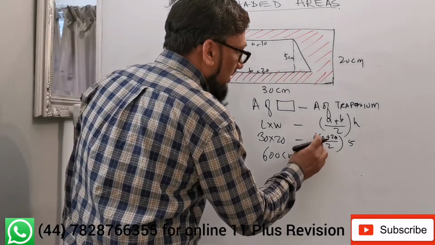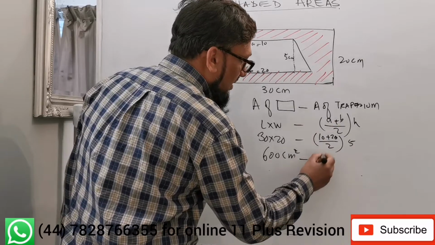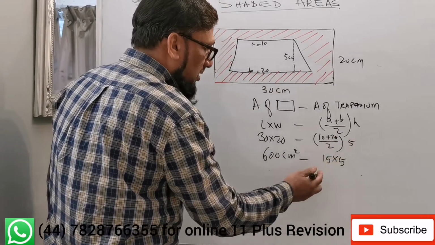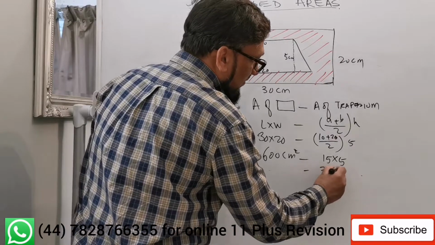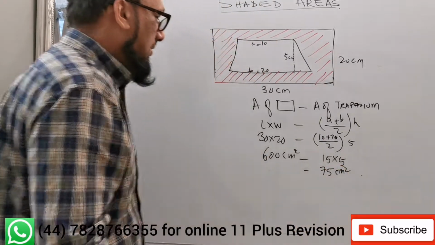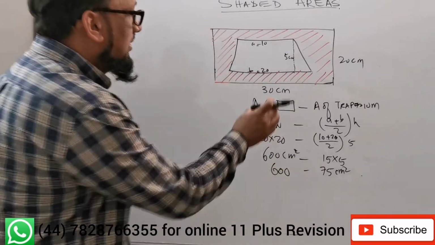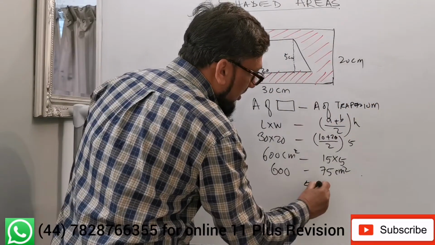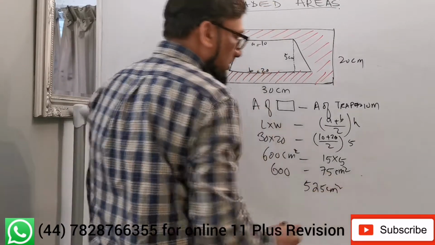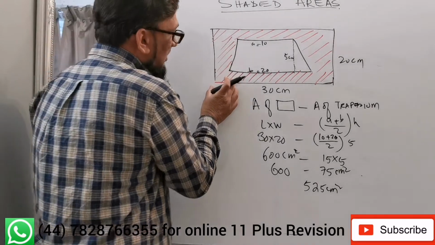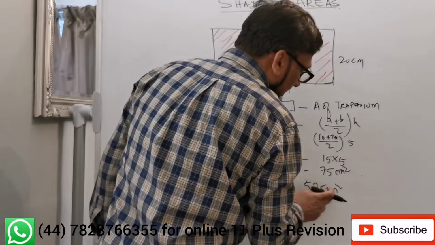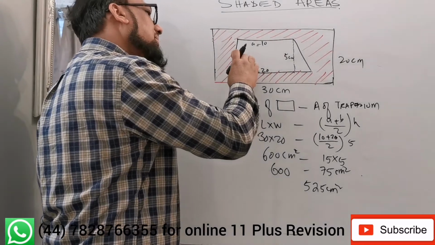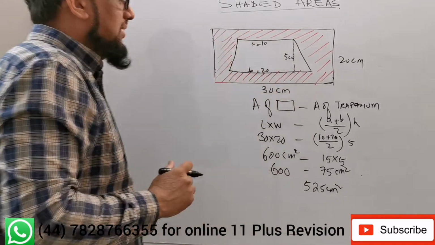So now 10 plus 20 is 30, 30 divided by 2 is 15. And 15 times 5, there's a bracket, so times 5, which means 75 centimeter square. So if I subtract the area of the trapezium from the rectangle, you will get 525 centimeter square. So the shaded area will be 525 centimeter square. You can work it out easily: first work out the area of each shape given, and then subtract.